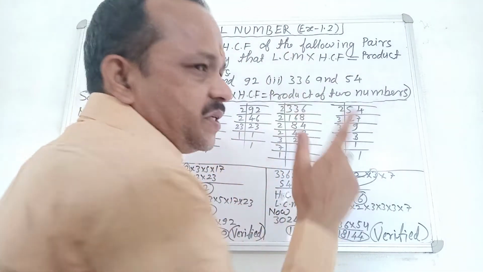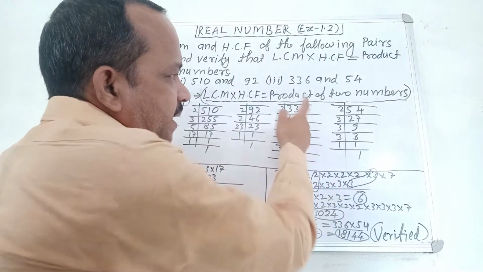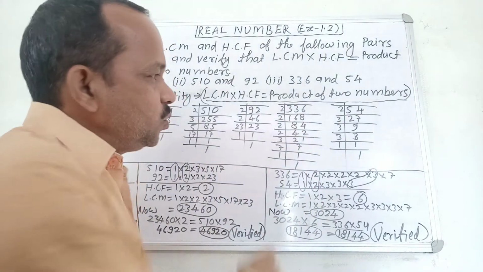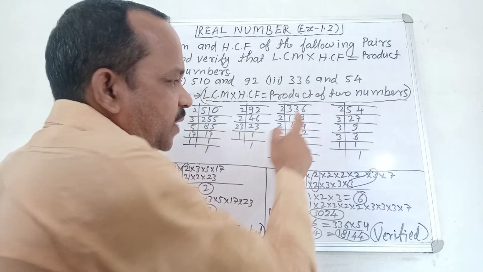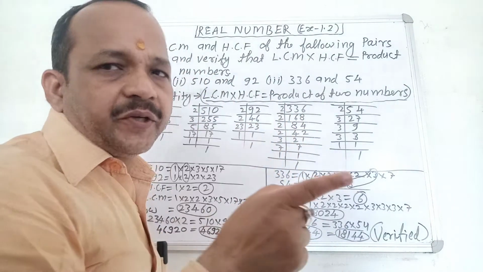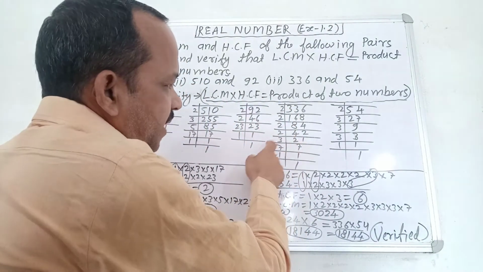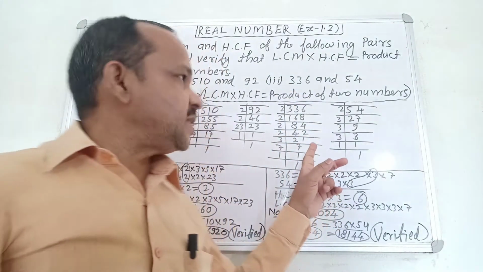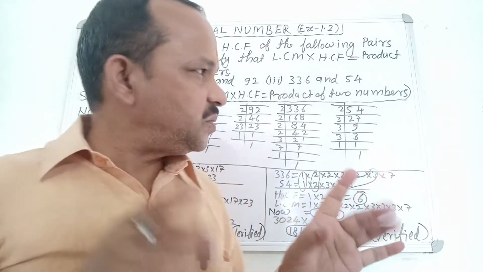Factorize 336. You factorize 336 by 2, you find 168. You divide 168 by 2, you find 84. You divide 84 by 2, you find 42. You divide 42 by 2, find 21. 21 divided by 3, find 7. 7 divided by 7, you find 1. It is the factorization of 336. Clear? No confusion? Very good.